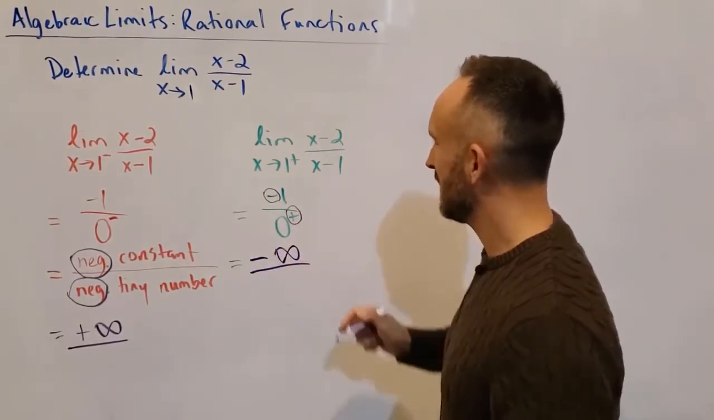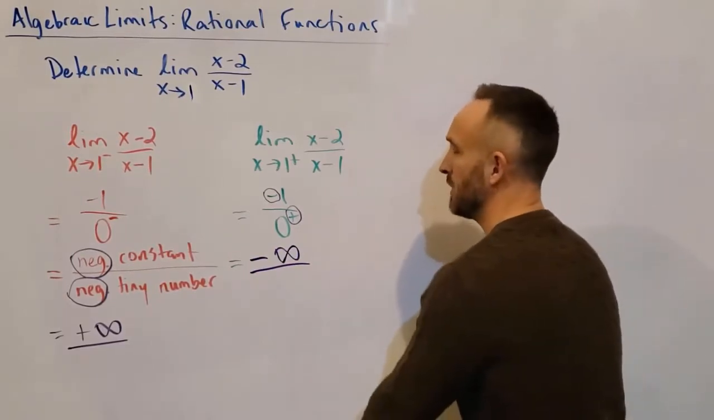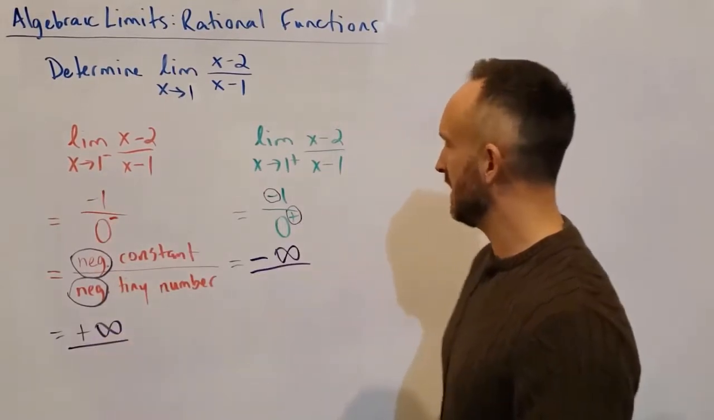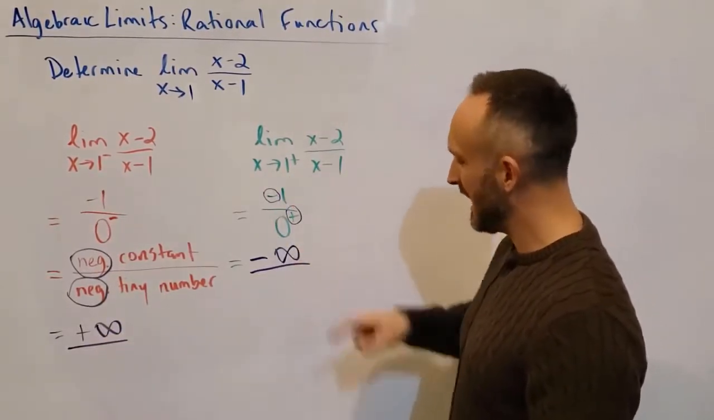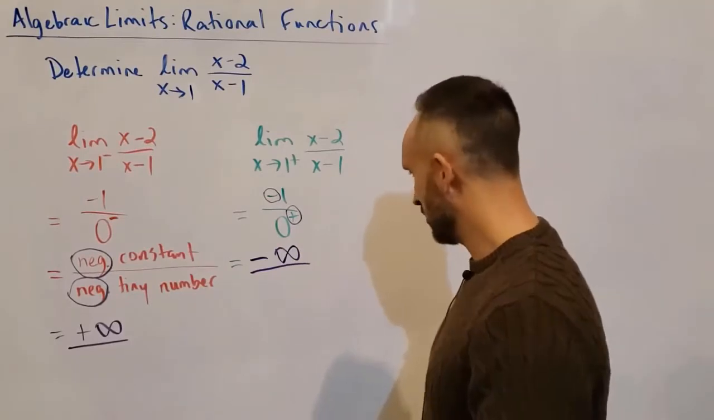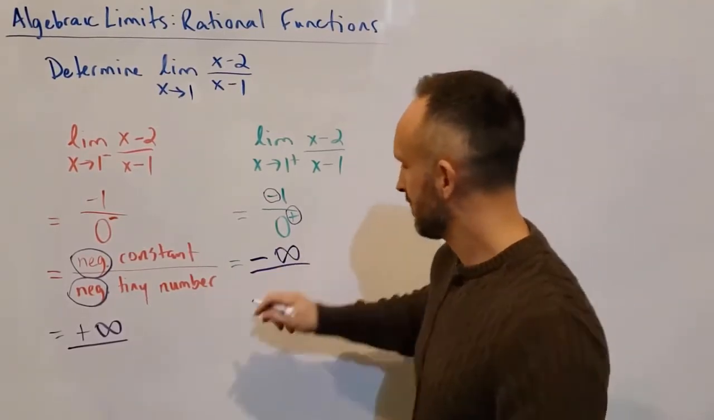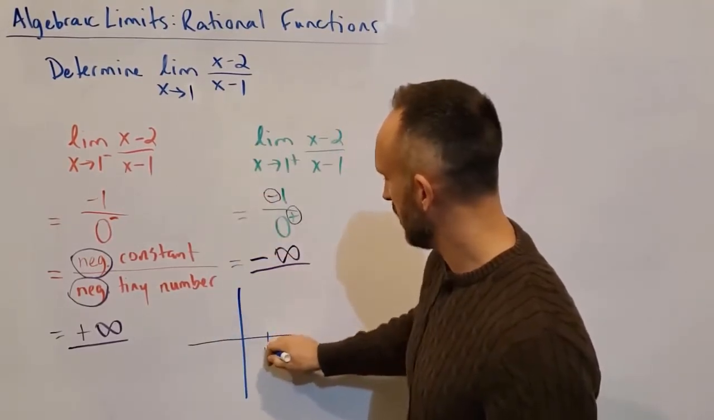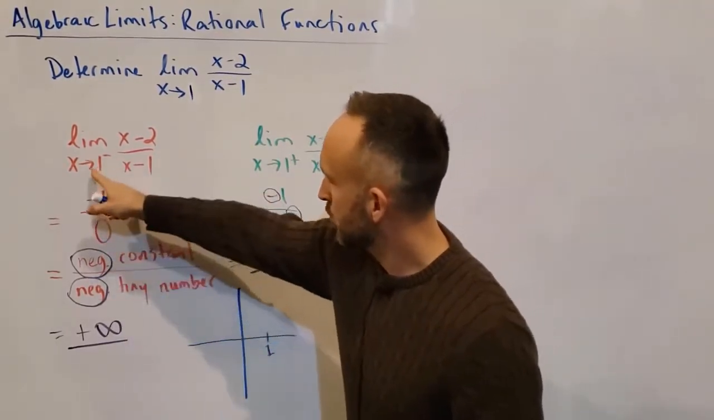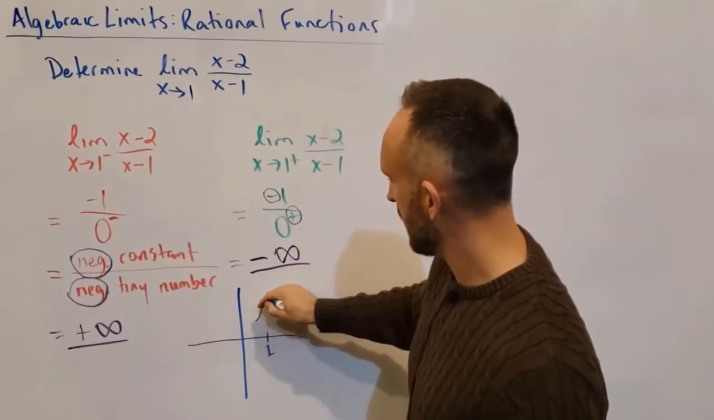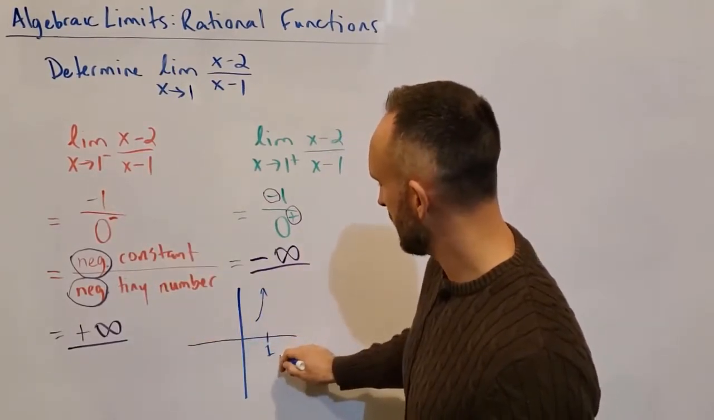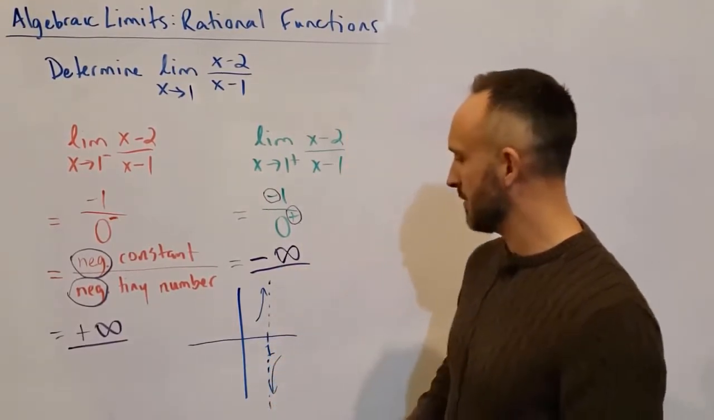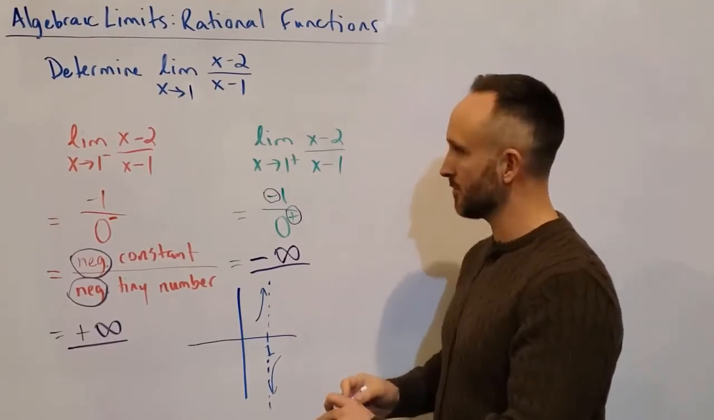So we get negative infinity, okay? So what we can see here is that as we approach 1 from the left, we get positive infinity, and as we approach 1 from the right, we get negative infinity. In fact, if you were to look at a graph of this function near the x value of 1, as you approach 1 from the left, your graph's going to go up to positive infinity, and as you approach it from the right, it's going to go down to negative infinity, and that indicates a vertical asymptote, okay? So that's when you can have that sort of behavior.